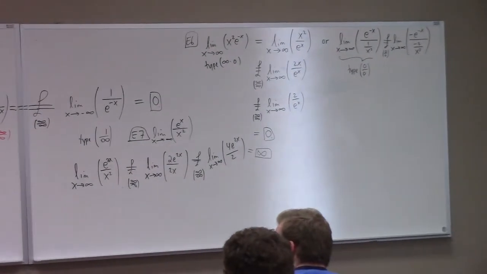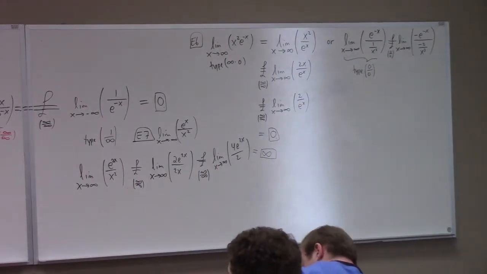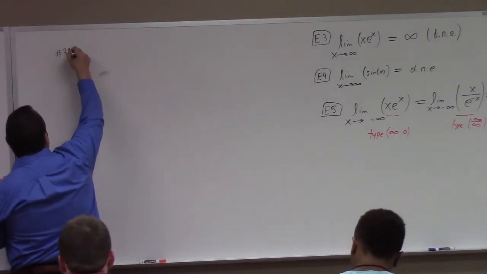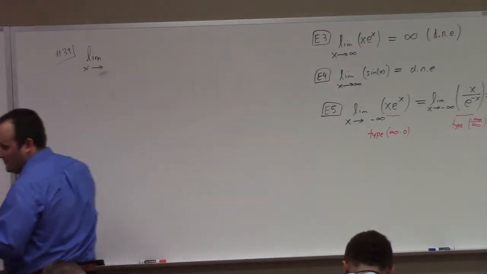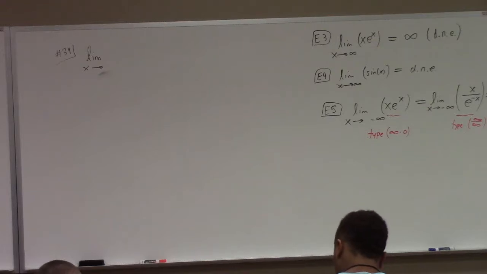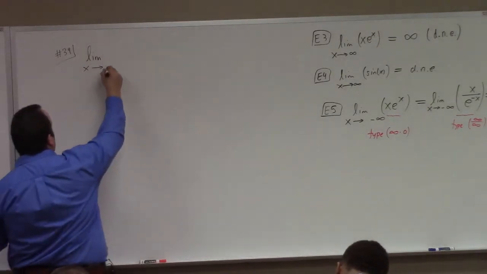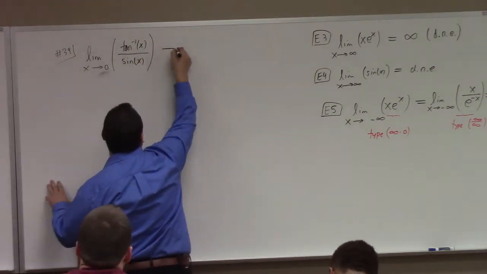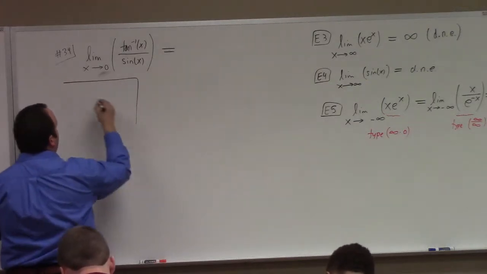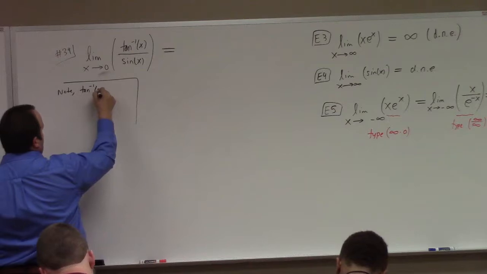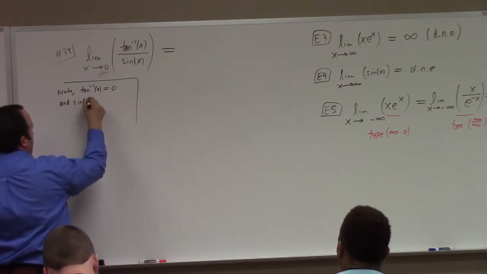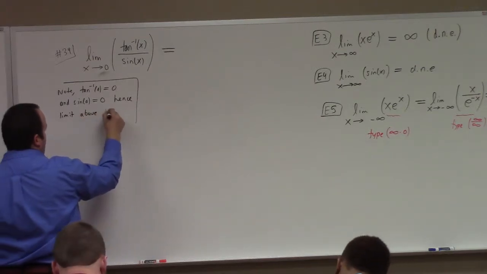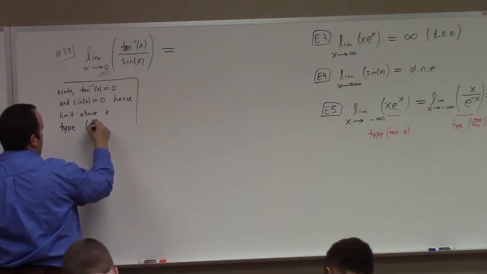Let me try to pick something that's a little bit more annoying from the text. For example, number 39. Here we face the dreaded limit. Actually, I don't know if it's that dreaded. We have the limit as x goes to 0 of inverse tangent of x over sine x. So, sidebar. Note, inverse tangent of 0 equals 0, and sine of 0 equals 0. Hence, the limit above is type what? 0 over 0.